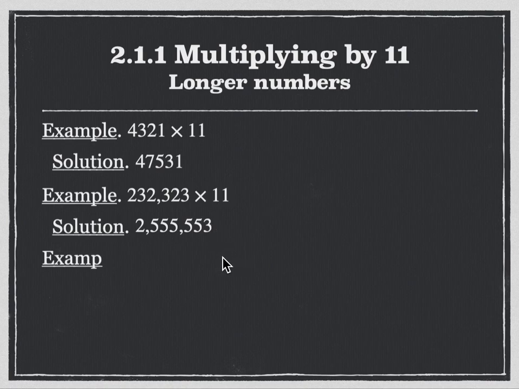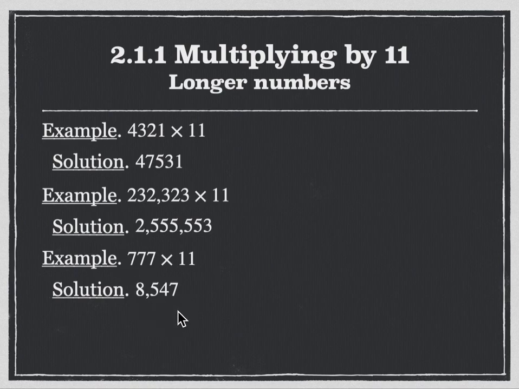Next example, say we have 777 times 11. So we put 7 on the thousands place. 7 plus 7 is 14. We put 4 and then we carry 1 to the 7. So that becomes 8. We have 7 plus 7 again, that's 14. So we put 4 and carry 1 to the 7. Then put 7 in the last part. So we have 8, 5, 4, 7.